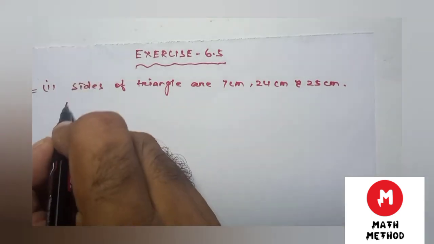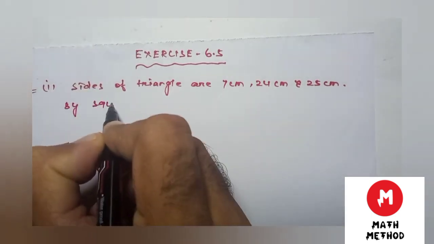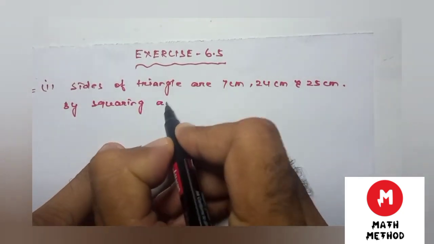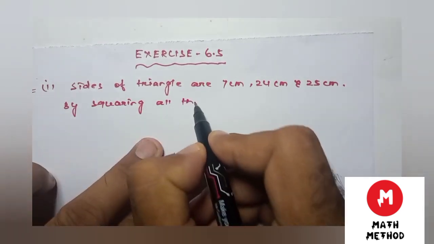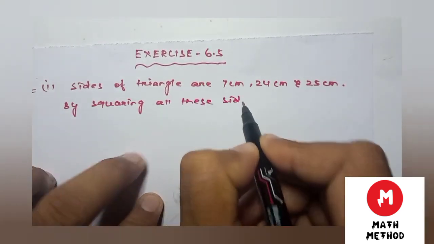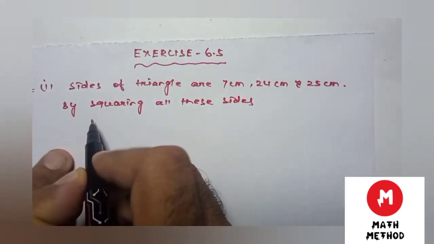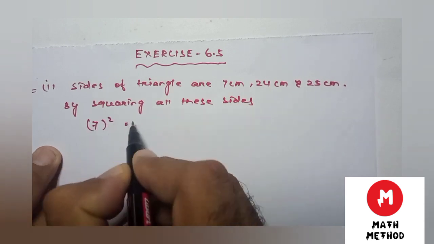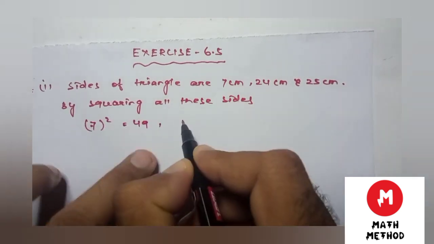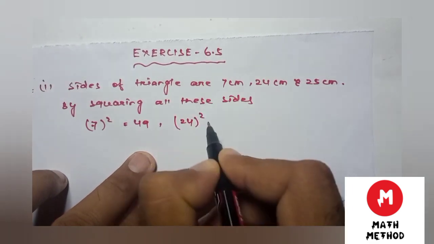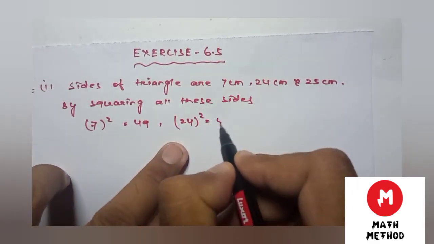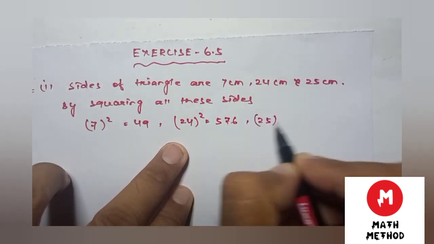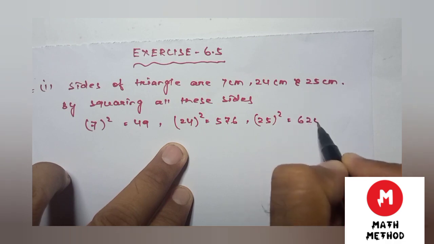Now by squaring all these sides, we will get 7 square is equal to 49. Similarly 24 square is equal to 576. Similarly square of 25 is equal to 625.